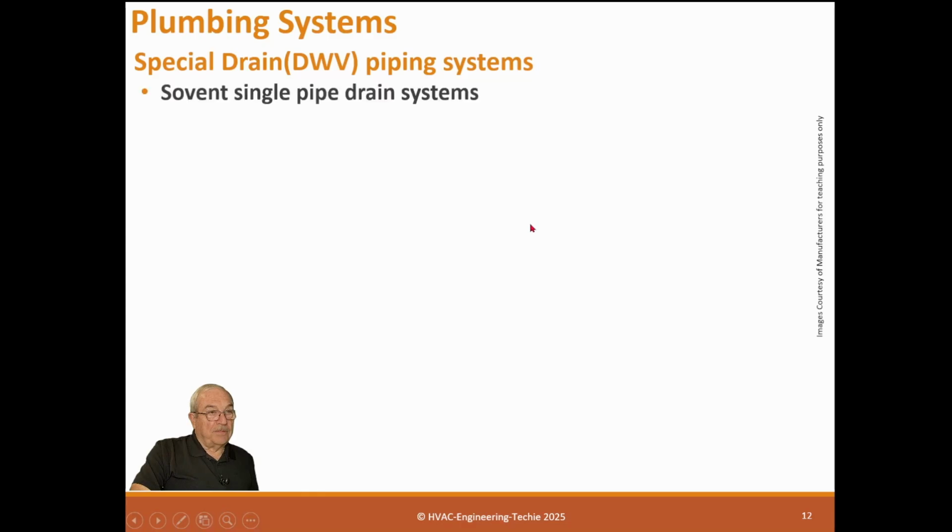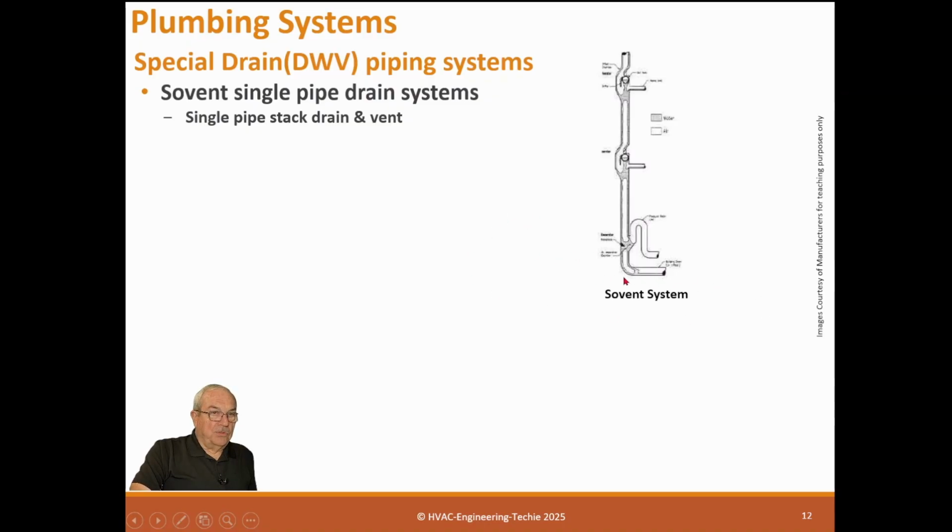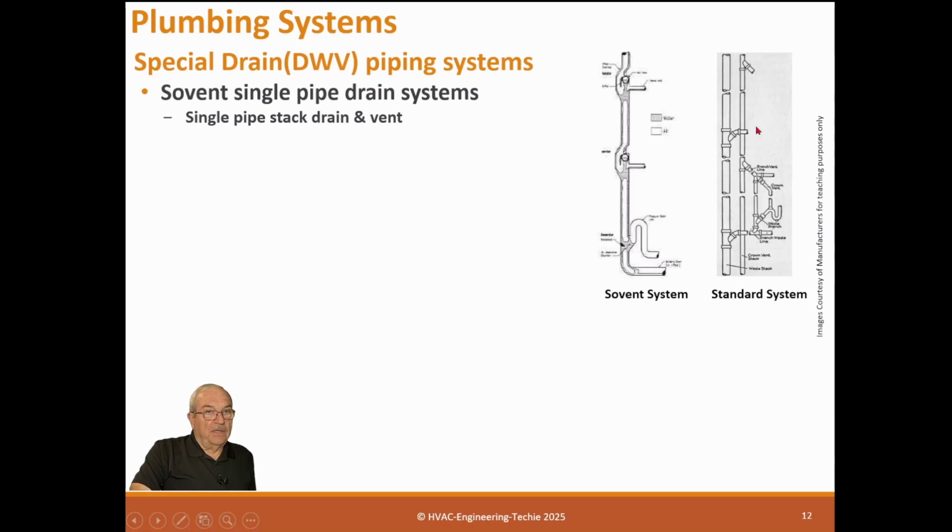Special DWV piping systems. Okay, this is called Sovent, and it is an interesting system. A lot of people don't use it much anymore, but it's a very good system for a multi-story building, because it gets rid of this extra vent system. The code requires a full line vent, but Sovent was designed with special fittings so that water coming down here goes around this figure, so it doesn't disrupt the incoming water or the airflow.